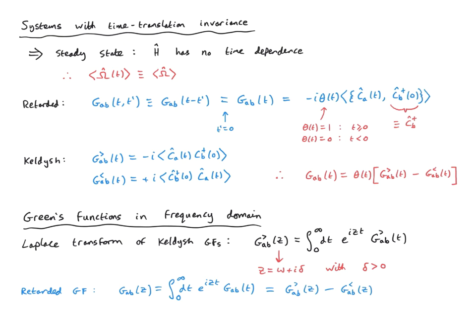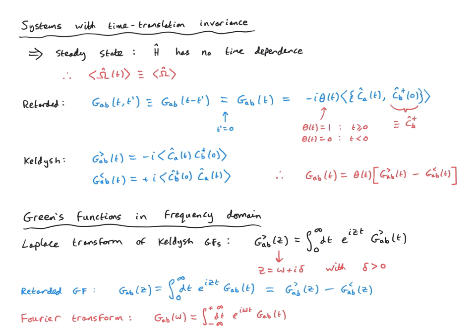So how does this relate to Green's functions in the frequency domain, which would be obtained by doing a Fourier transform? Well, the Fourier transform is defined as the integral dt from minus infinity to plus infinity of e^{i omega t} times the Green's function G_AB(t) in the time domain. This would give the Green's function in the frequency domain G_AB(omega).